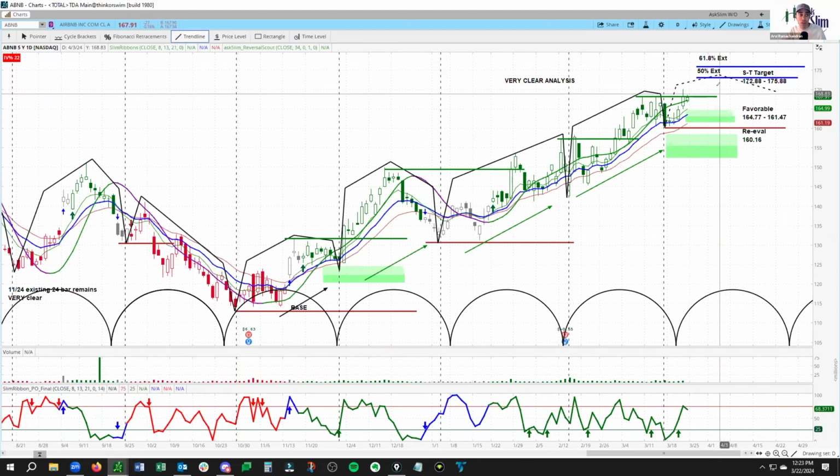So that is our overall look at Airbnb and an overall really strong pattern that is still in place on both the weekly and the daily. And I'm going to hand this off to you, Matt.